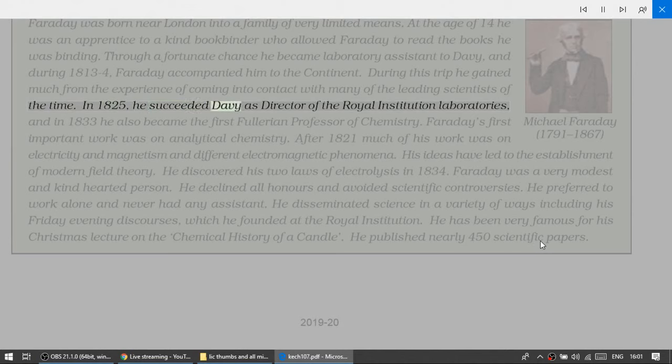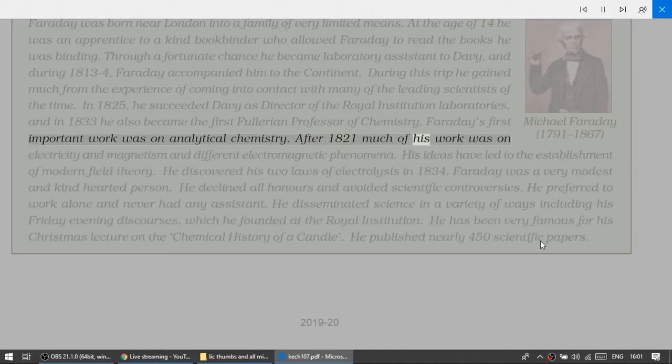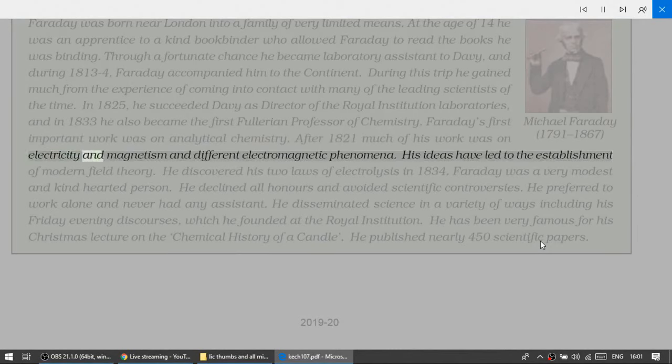In 1825, he succeeded Davy as director of the Royal Institution Laboratories, and in 1833 he also became the first Fullerian professor of chemistry. Faraday's first important work was on analytical chemistry. After 1821 much of his work was on electricity and magnetism and different electromagnetic phenomena.